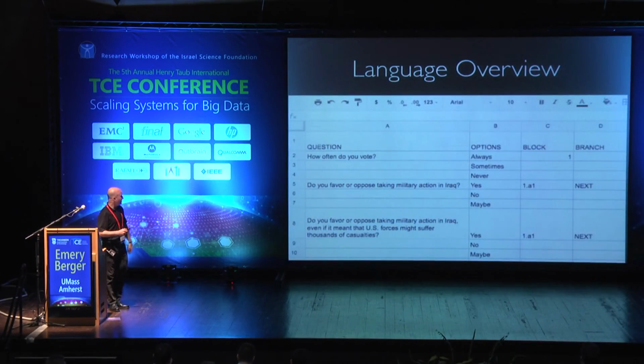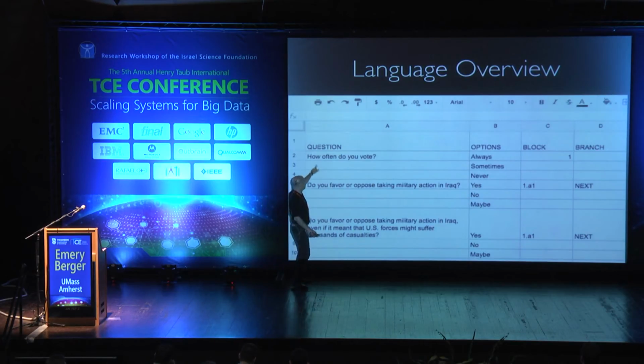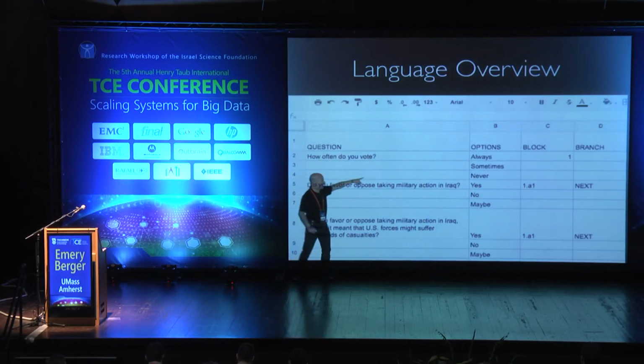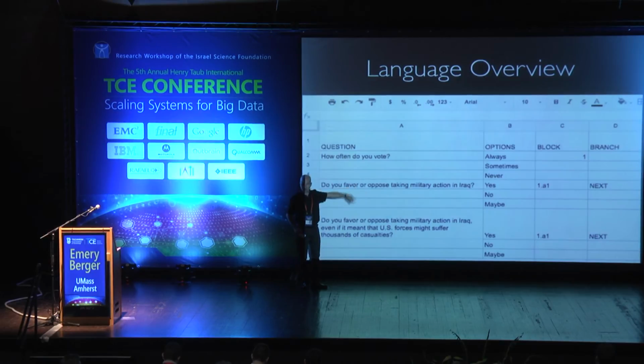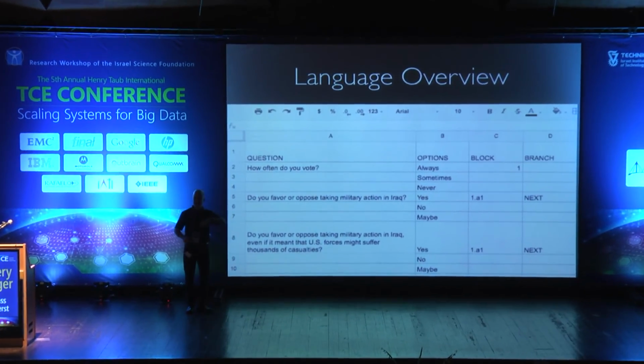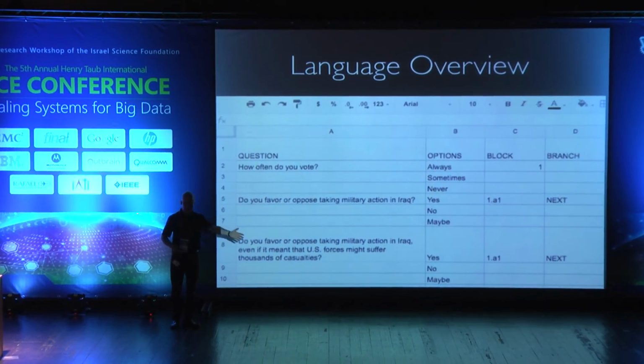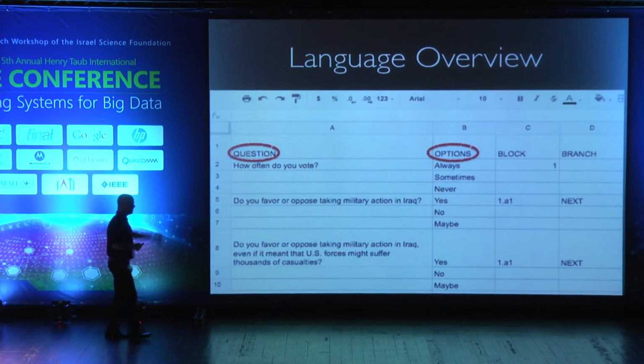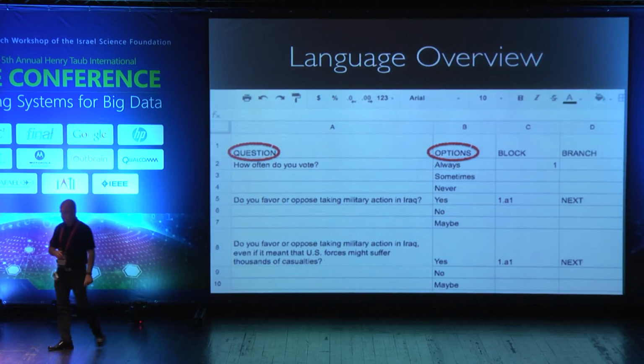So very, very briefly, this is what a survey looks like. Again, you put it in a spreadsheet. You have these special columns. Question is just the name of the question. Options are the possible answers. The block thing corresponds to how they're ordered. And branching is if you say, well, I'm going to go, the answer to this one is 12, then go to this other part of the survey. All you really need are questions and options.